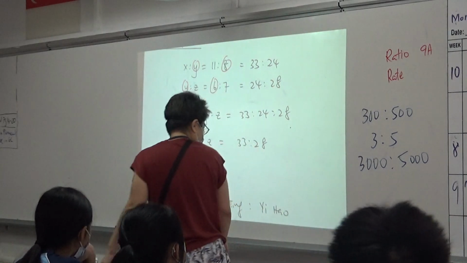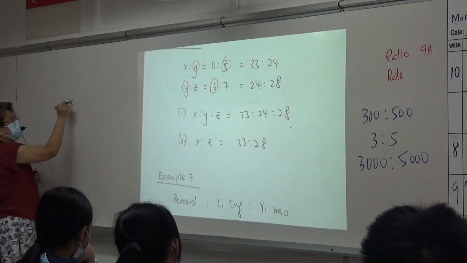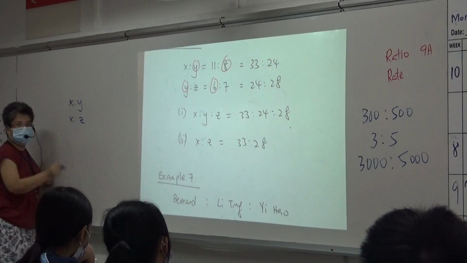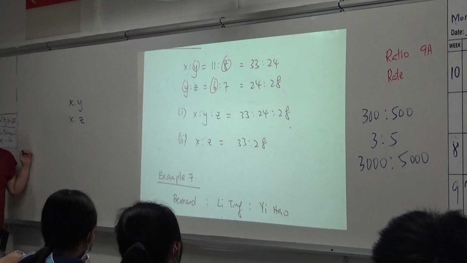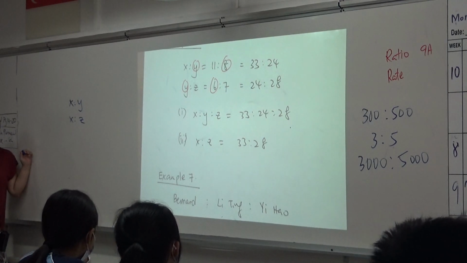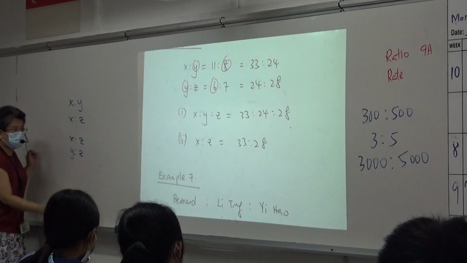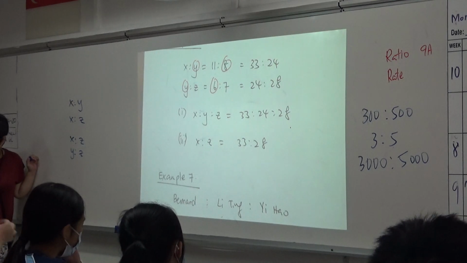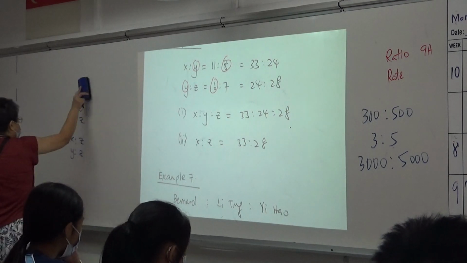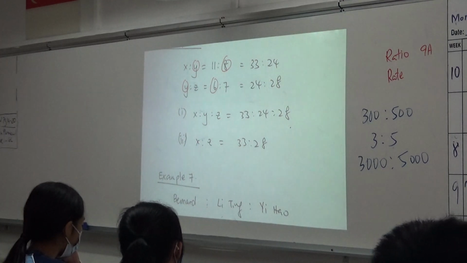Understand? Okay, then I want to ask one question. What if the question gives you this? X is to y and then x is to z. Which one do you make common? X. Understand? You must make sure you make the one common. That means the two must become the same number. Everybody clear with what I'm saying here? Okay, another one. What if they give you x is to z and y is to z? Then you make which one common? Z. Then you can get the ratio. Understand? You must know which one. Okay? Alright, good. Now, next question is a bit difficult, and that is example 7.